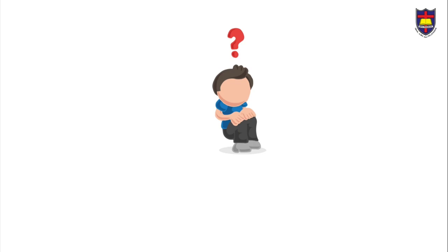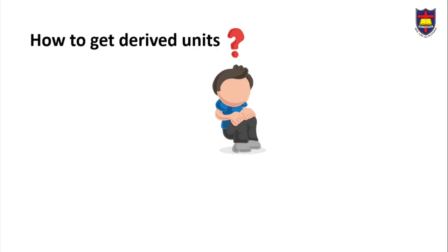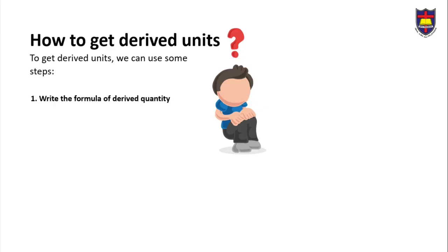Now, let's talk about how to get derived units. To get derived units, we can use some steps. The first step, write the formula of the derived quantity. Let's make an example. In the previous slide, we know that speed is a derived quantity, so now we want to find out the unit of speed. As we know, speed is equal to distance divided by time. So the first step is done.